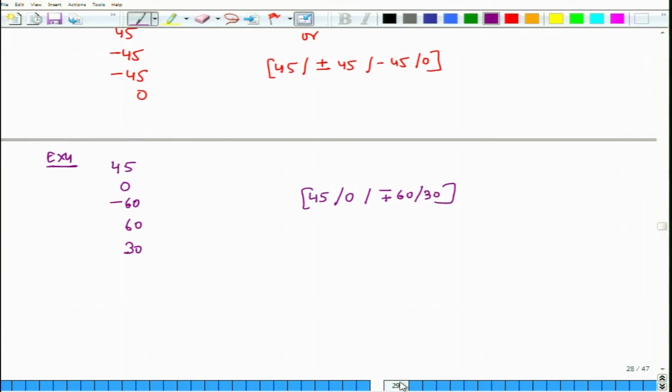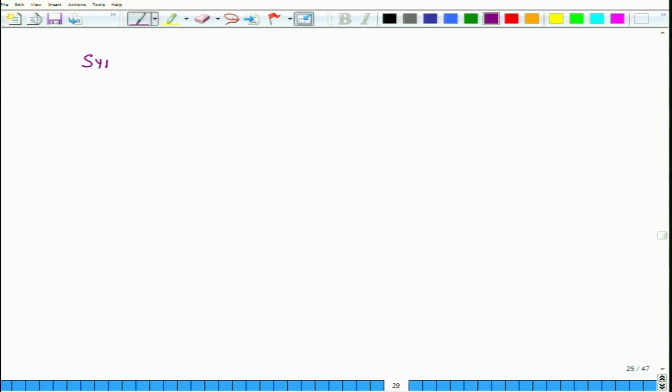Okay. Now, there could be lamination sequences which could be symmetric above and below the mid plane. So, what do we do in those cases? So, let us look at symmetric lamination sequences.